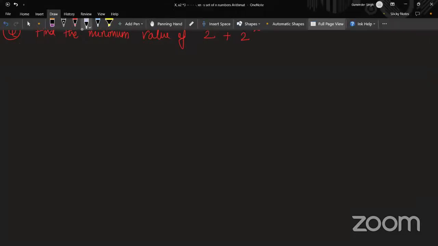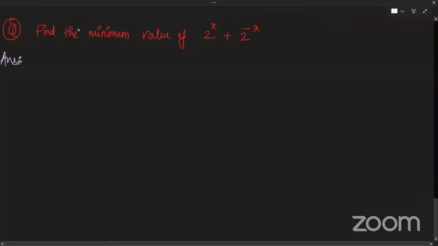Okay, got it everyone? Question? I am asking you to find the minimum value, the least value of this function: 2 raised to x plus 2 raised to minus x.